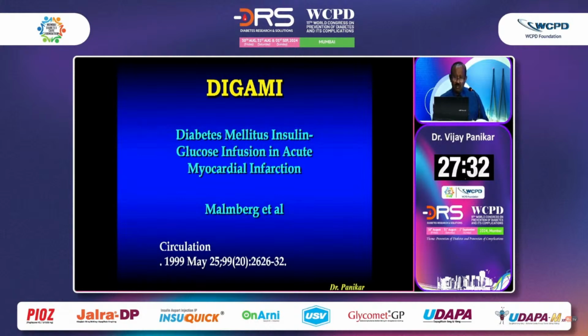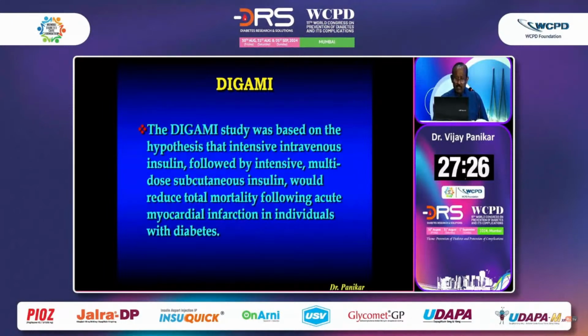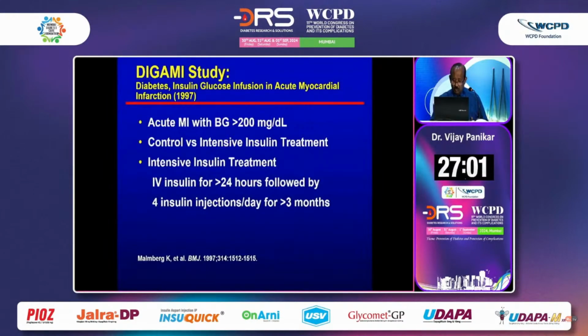At that time, I was associate professor of medicine at Somaiya Medical College. And what did the DIGAMI study tell us? This was based on the hypothesis that intensive intravenous insulin followed by intensive multi-dose subcutaneous insulin would reduce mortality in patients who have had a myocardial infarction. So we all started using insulin. And once a patient is discharged, you would be put on multi-dose insulin injection for practically a lifetime. So this was what was done there.